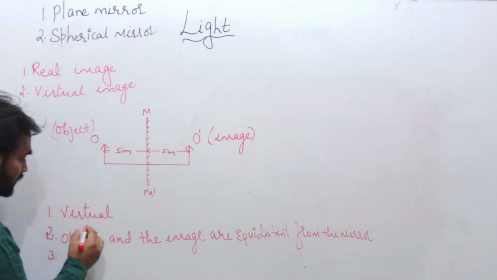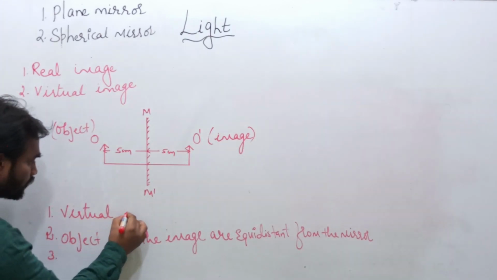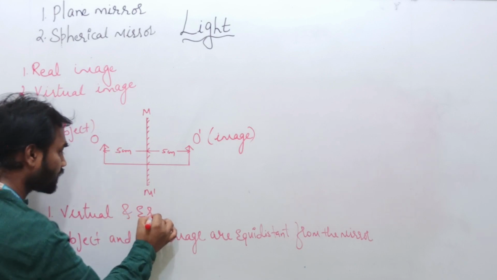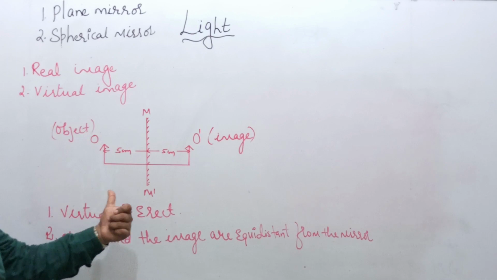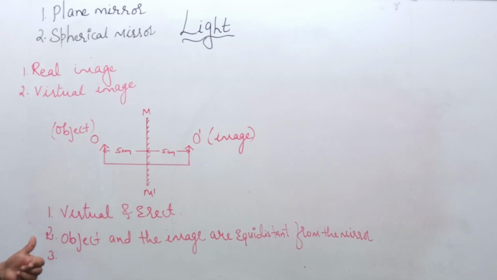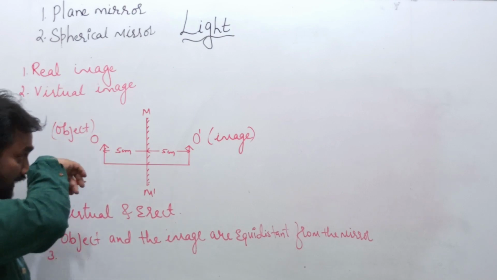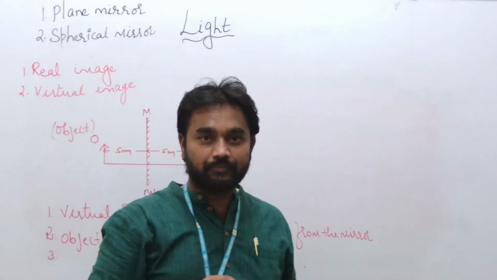Shall I write it here? Let me write it as virtual and erect. The image is virtual and all virtual images are erect. Is it clear now? Yes. Now, the third one.